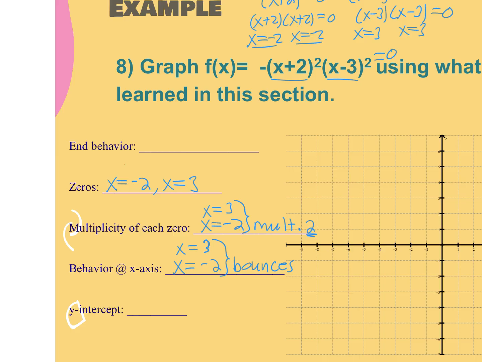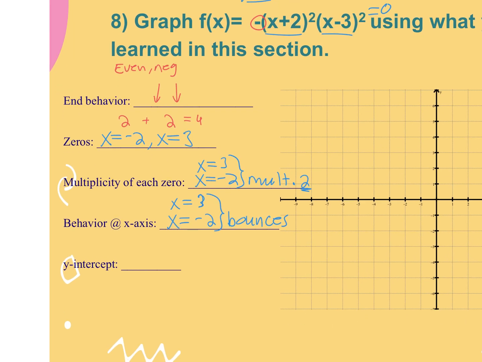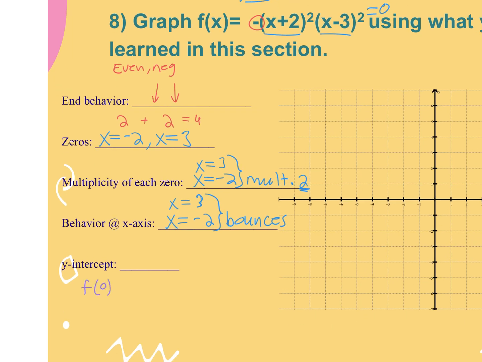And then for my end behavior, since they each showed up twice, then I get 2 plus 2 is 4. So this is an even degree, and since the sign out front is negative, it's even negative. Even goes in the same direction, so I know that these have to go down and down because it's negative, all right?